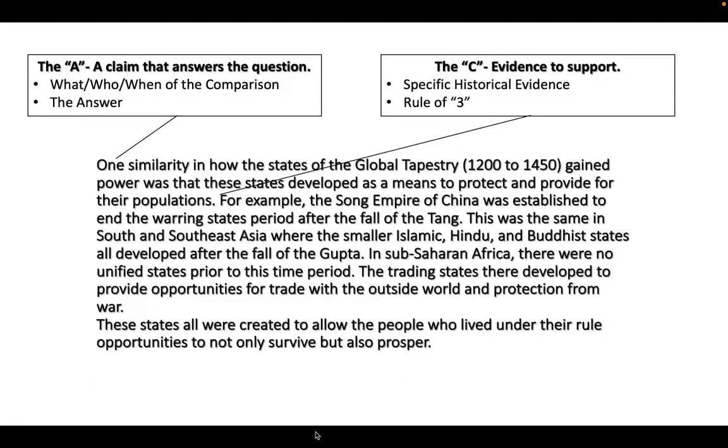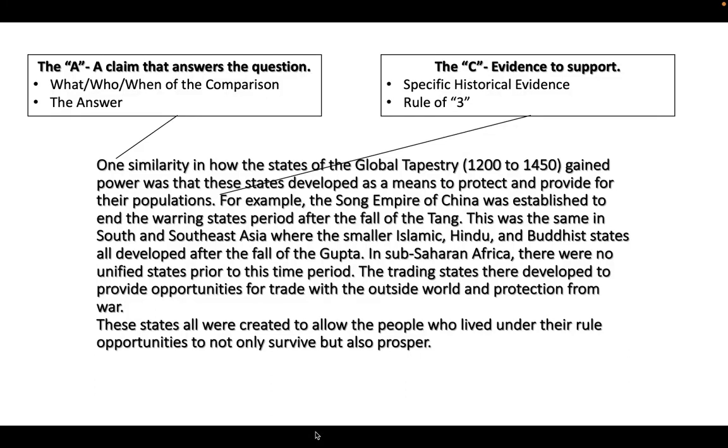With this rule of three, we've got diversity, being East Asia with the Song, South and Southeast Asia, and then finally Sub-Saharan Africa. So that is a majority out of the 5 areas. Now you need to be careful here because if your A statement is an incorrect similarity, then your evidence is going to be wrong.